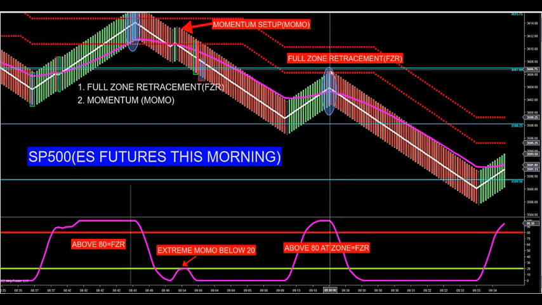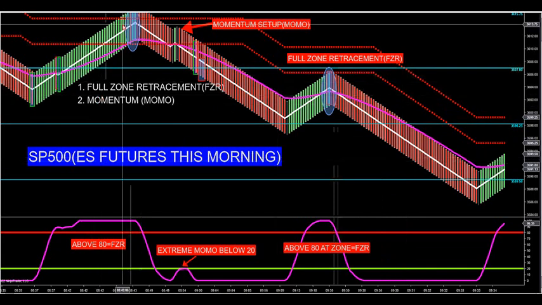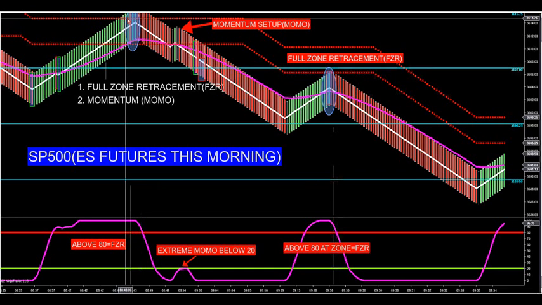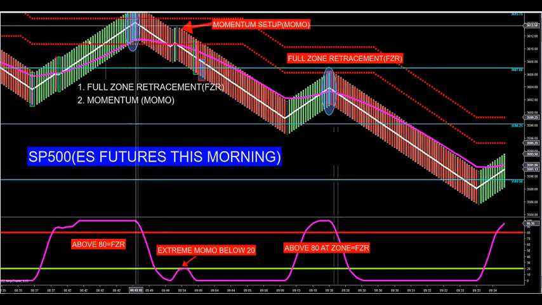But if you see that right at the retracement, that is a possible move down. So that's a full zone retracement. It's got to be at the zone. The ATR dots still have to keep printing. Once these ATR dots stop printing, and I'll show you in a second on a smaller time frame, you are in a trend change. Lay off selling.